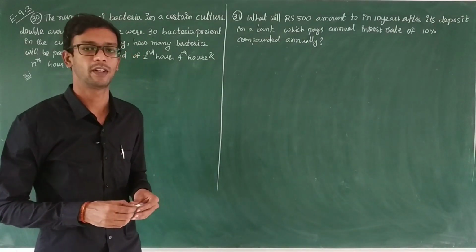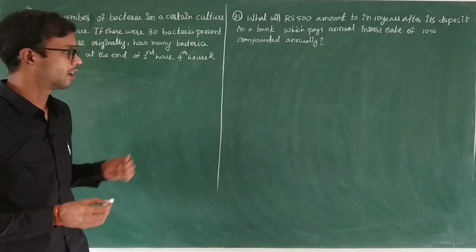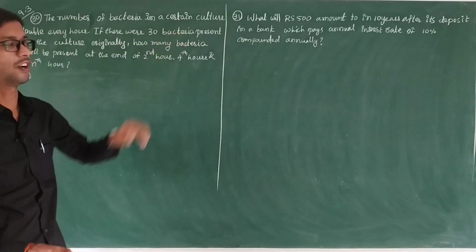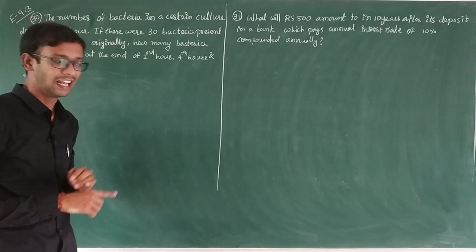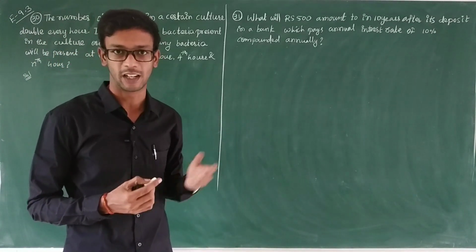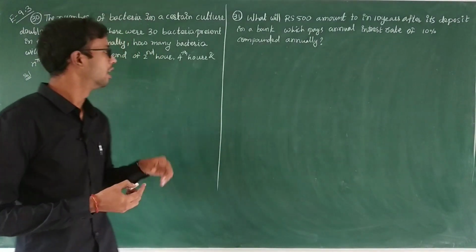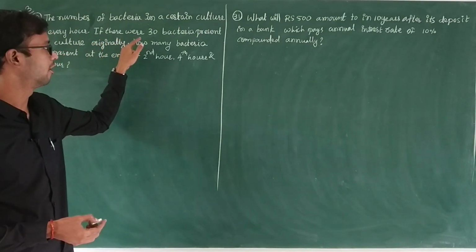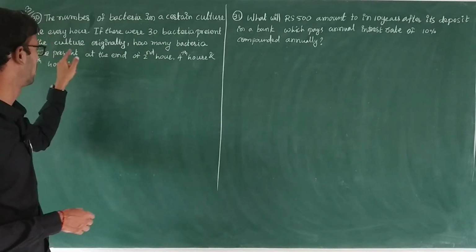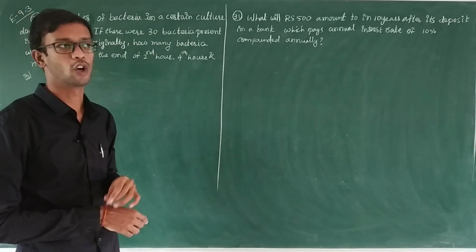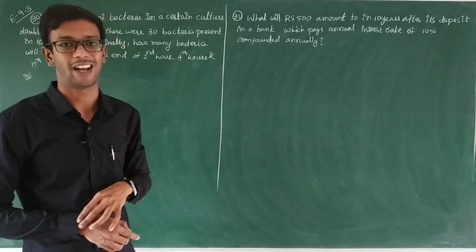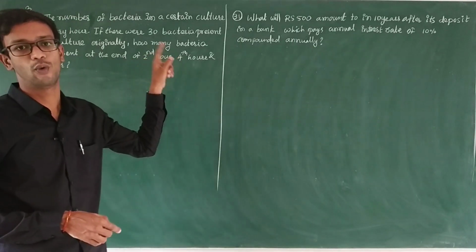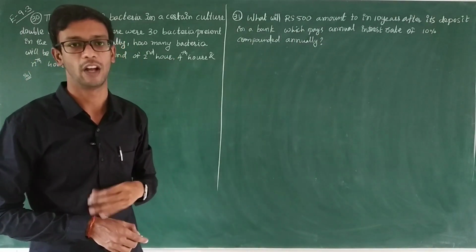Next, problem number 30. This is like an application problem and theory problem. The number of bacteria in a certain culture doubles every hour. Every 1 hour it doubles, so that's why it forms a geometric progression. You have clearly been told that. Next, if there were 30 bacteria present in the initial culture, originally 30 bacteria are there, how many bacteria are present at the end of the second, fourth and nth hours? We have to find that.